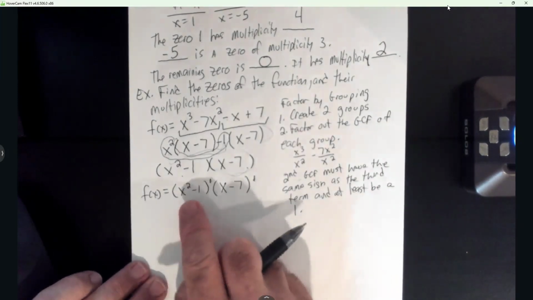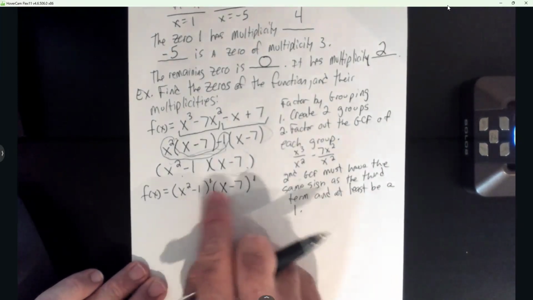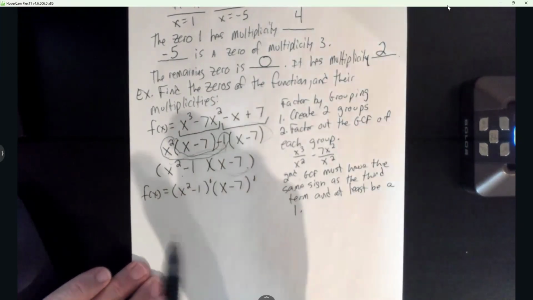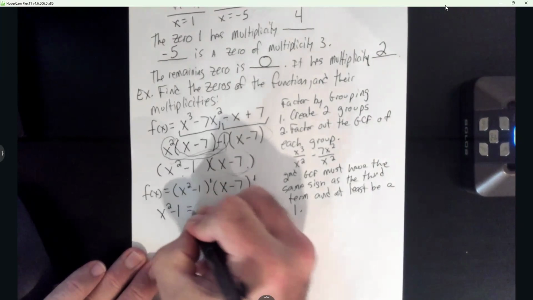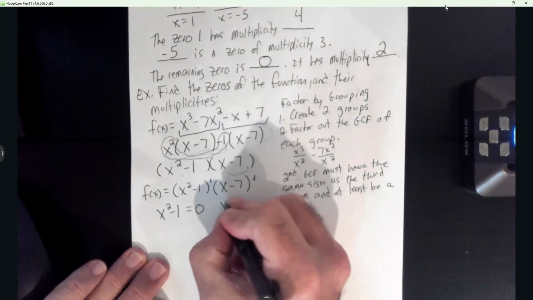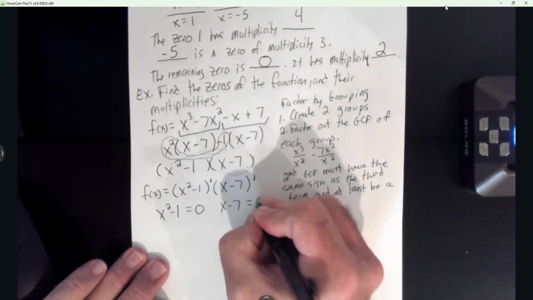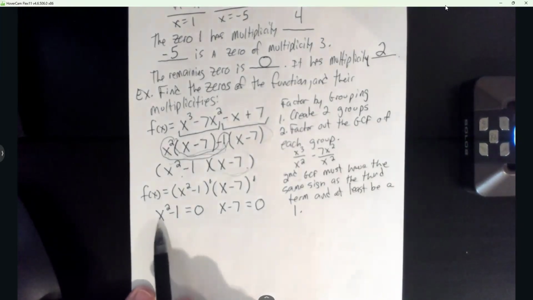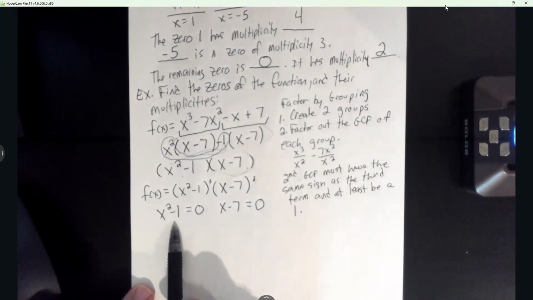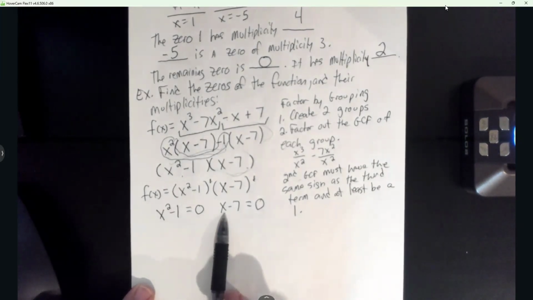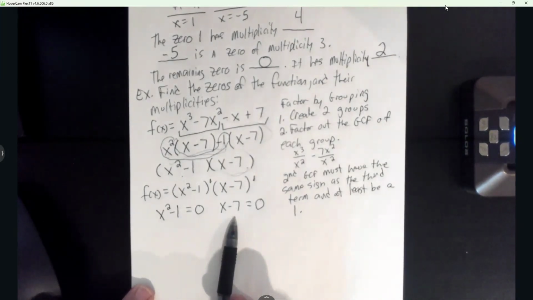Let's get those zeros. Remember, we got to set each of these equal to 0. So I'm going to set x squared minus 1 equal to 0. And then x minus 7 equal to 0. So notice, this is an x squared. I'm going to get 2 zeros out of this one. That's the x to the first. I'm going to get the third one right there.